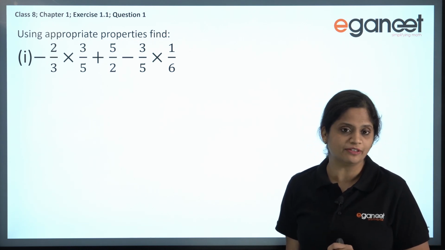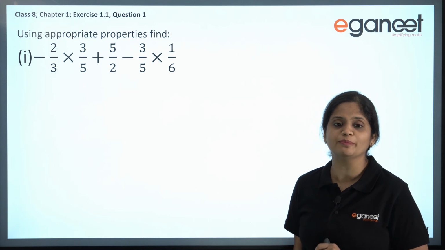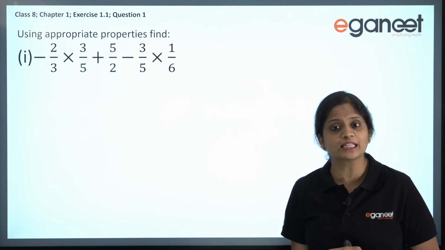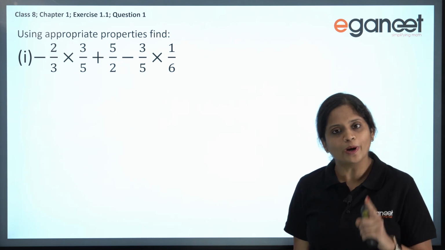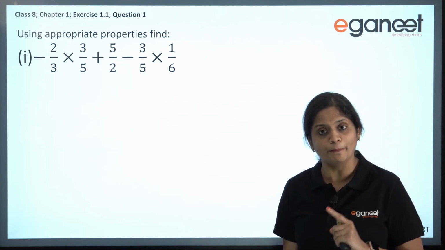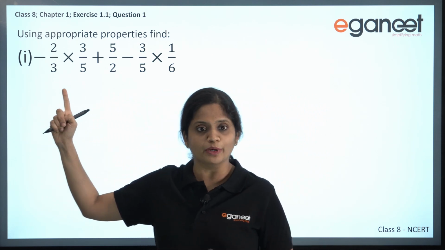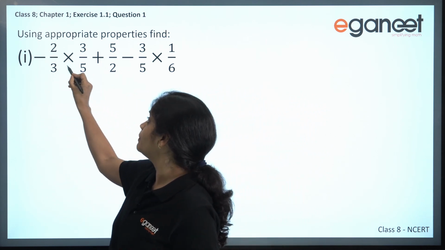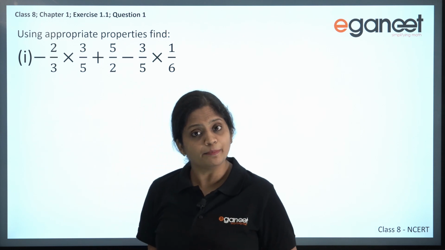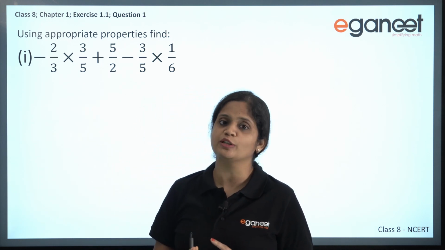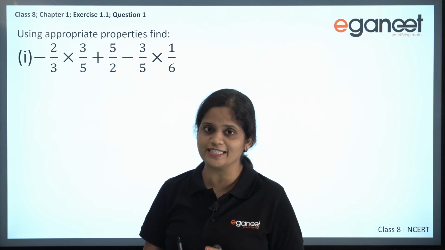Observe the question very carefully. Minus 2 by 3 multiplied with 3 by 5 plus 5 by 2 minus 3 by 5 into 1 by 6. One thing that you have to keep in your mind is, when you multiply two numbers, you get one number. So whenever you observe this multiplication sign, remember that you are dealing with one number, and then you can apply the properties very easily.